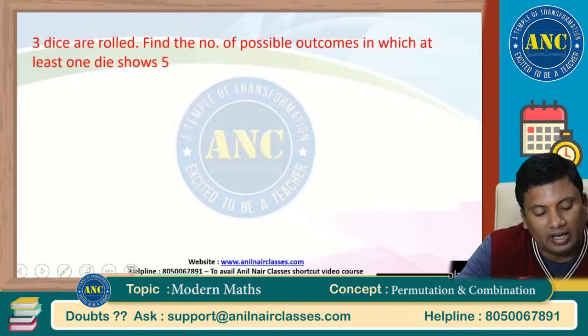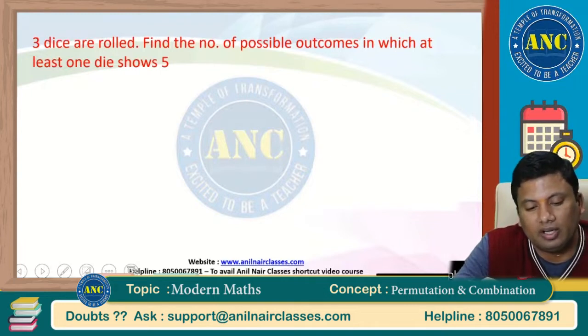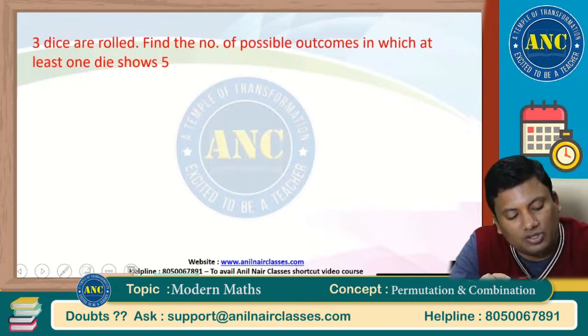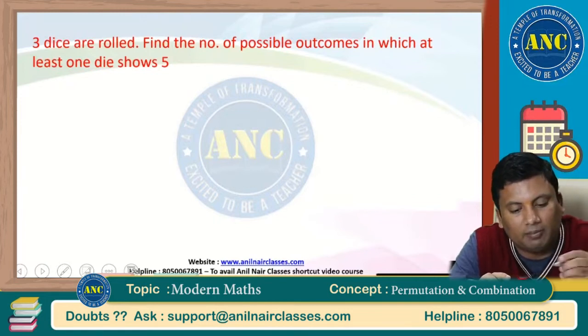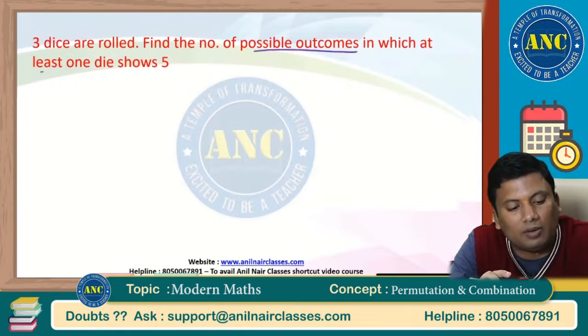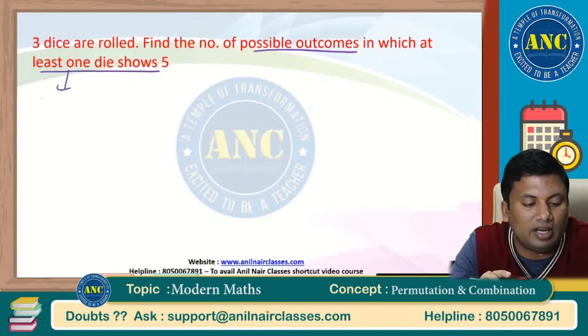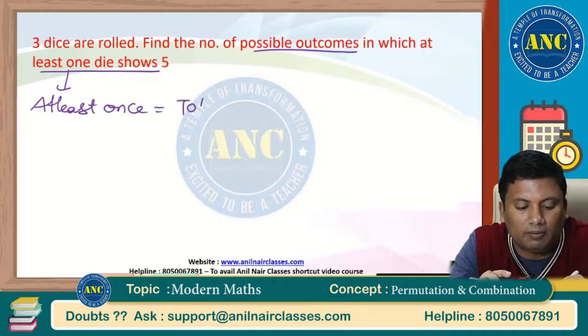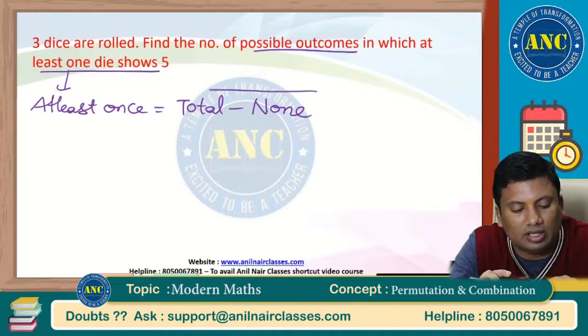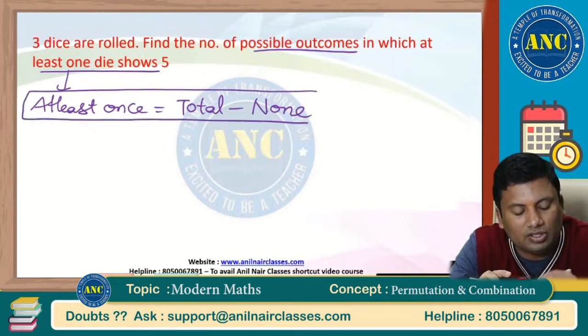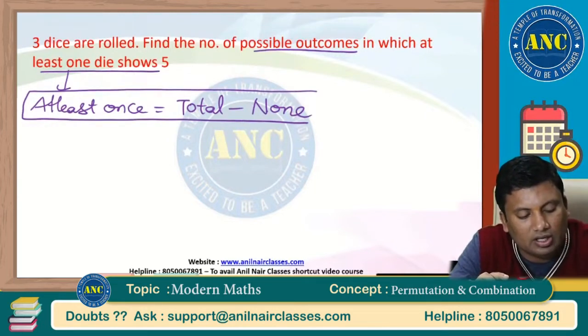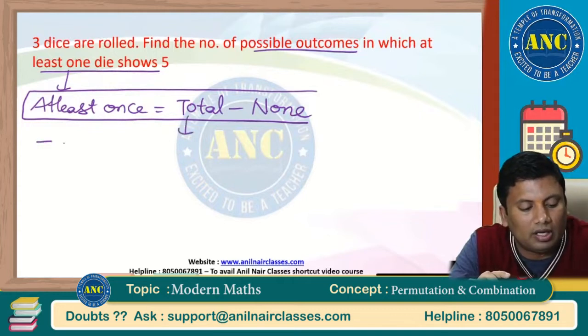Now, next question. This is a very easy question, sir. 3 dice are rolled. Find the number of possible outcomes in which at least one die shows 5. At least one is nothing but total minus none.